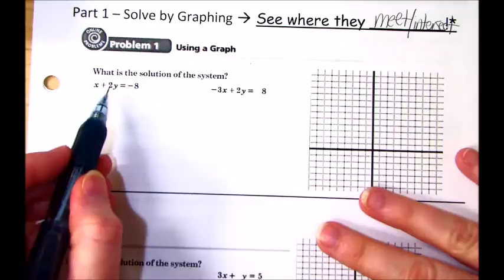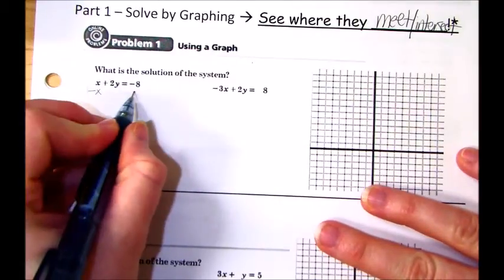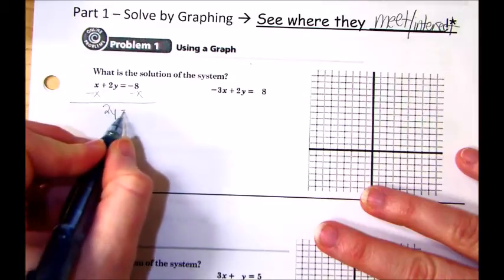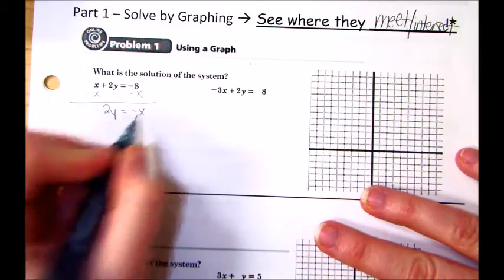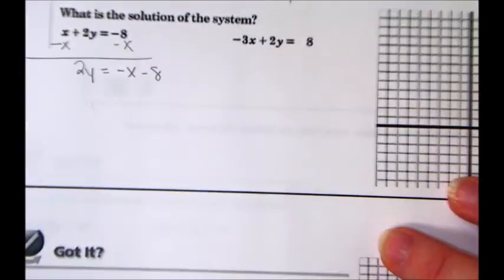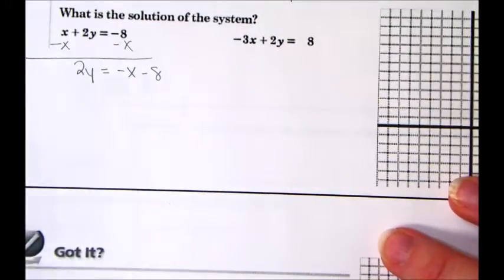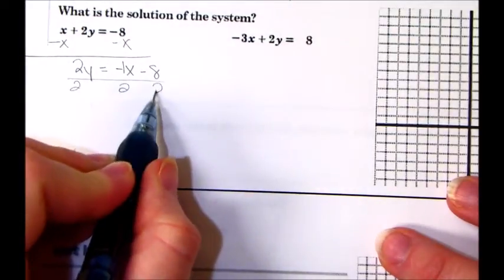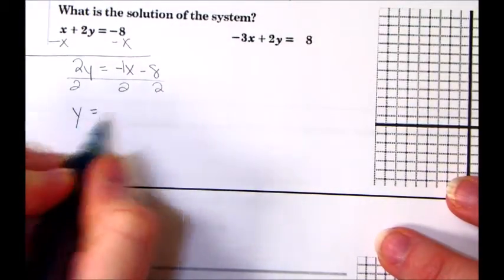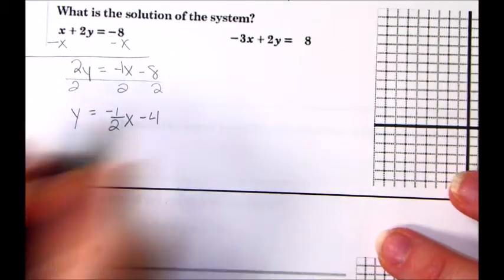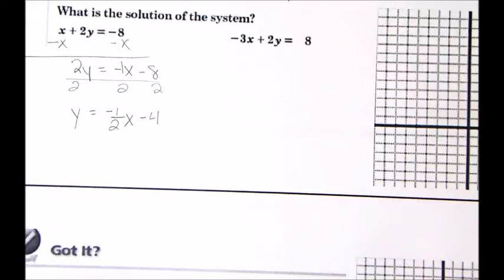Step one, solve for y. So minus x to both sides. We should be really good at this from chapter 2. 2y equals negative x minus 8. Divide each side by 2. Remember, there's a negative 1 in front of the x. So we're going to divide everything by 2. You get y equals negative 1/2 x minus 4 when you divide 8 by 2.